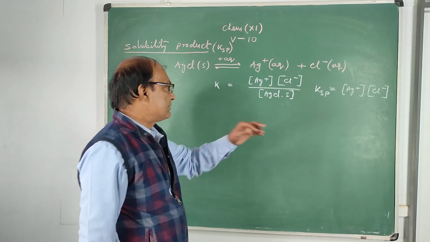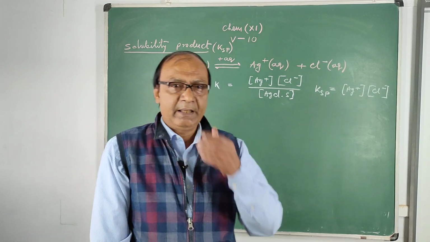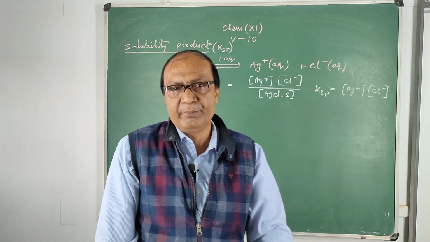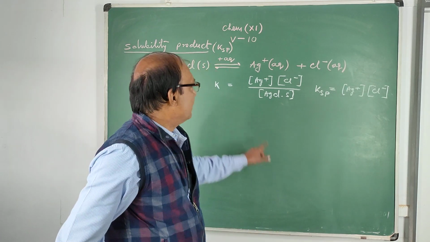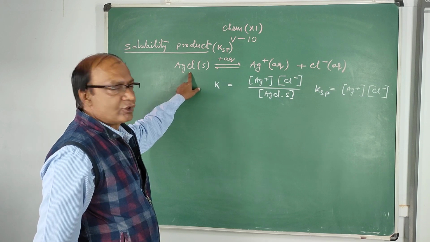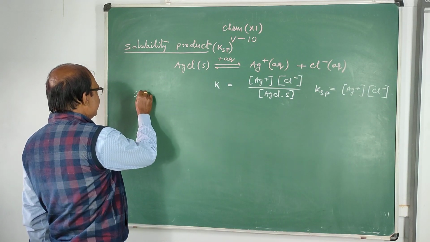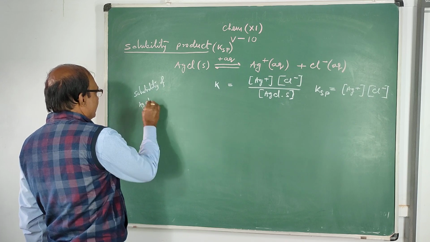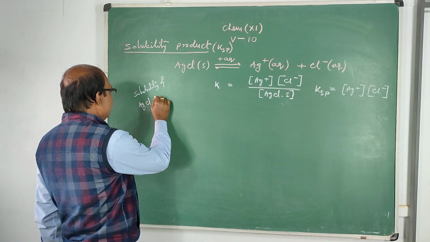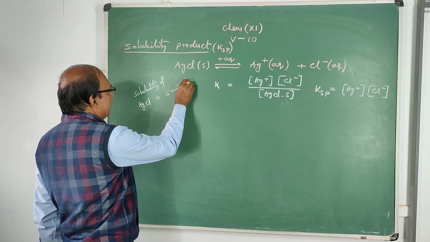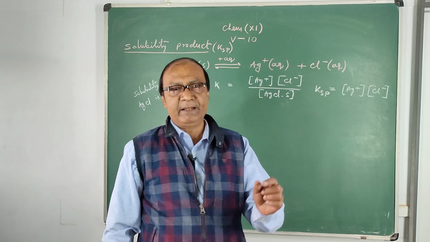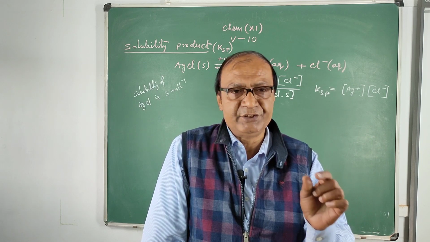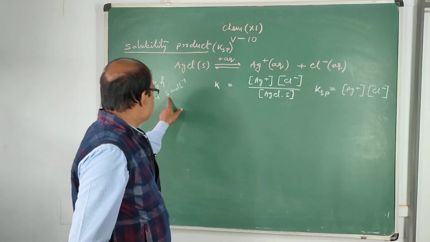This is the expression of the equilibrium constant, denoted by Ksp, and it is known as the solubility product. Now suppose the solubility of silver chloride at room temperature is S mole per liter. It is very slightly soluble, with solubility less than 0.01 molarity.